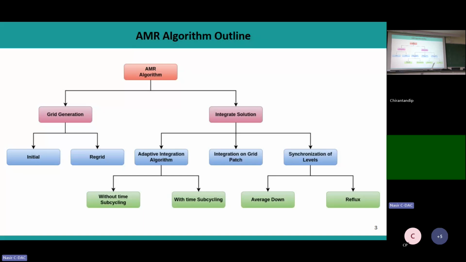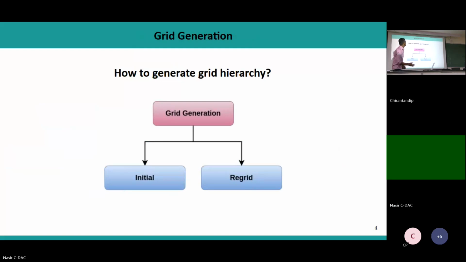Sometimes some part of the grid is removed, some part is moved, or some part is new. But I start from grid generation. In grid generation, how to generate the grid hierarchy. That is called the grid hierarchy, coarse grid and fine grids. I will tell you how to generate the fine grid initially.